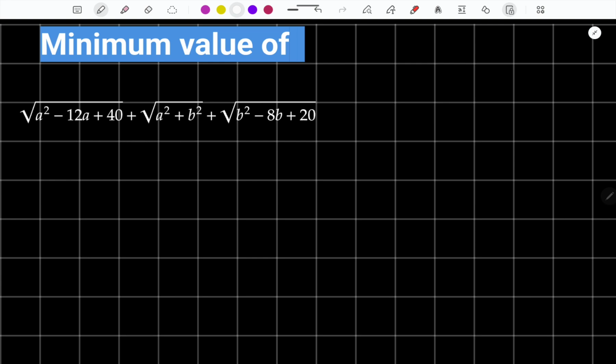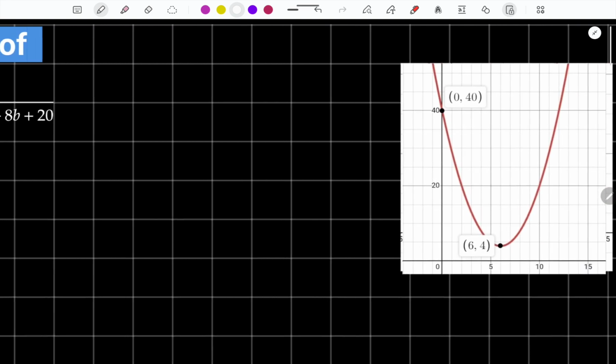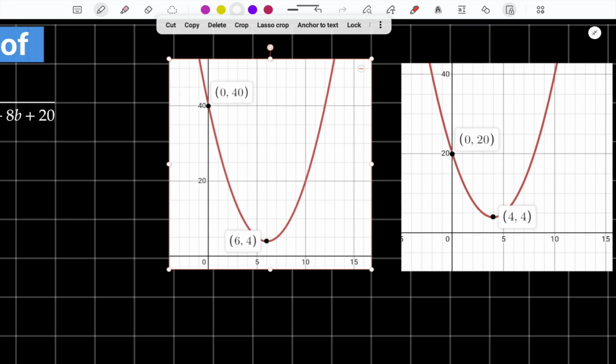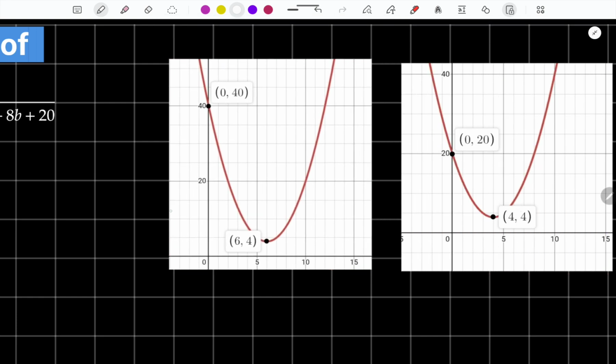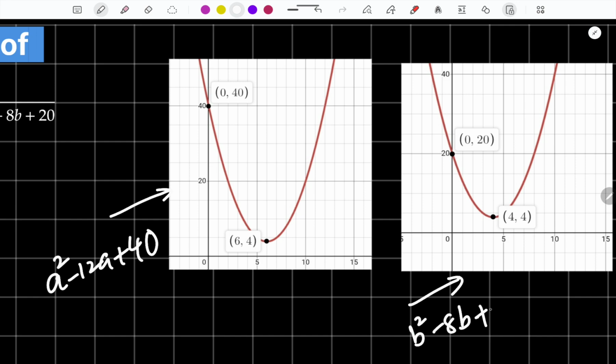So for that, let us take the graphs of this a square minus 12a plus 40 and b square minus 8b plus 20. Okay, let us see their graphs here. Here I have the graph of two expressions. This is the graph of a square minus 12a plus 40. This is the graph of, sorry, b square minus 8b plus 20. Okay, so these are the graphs.